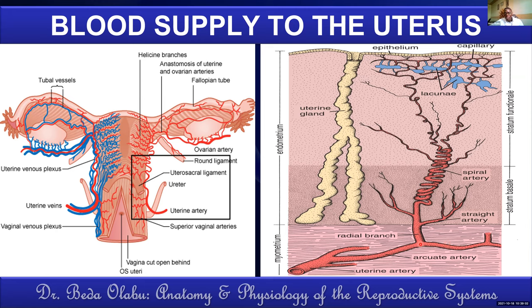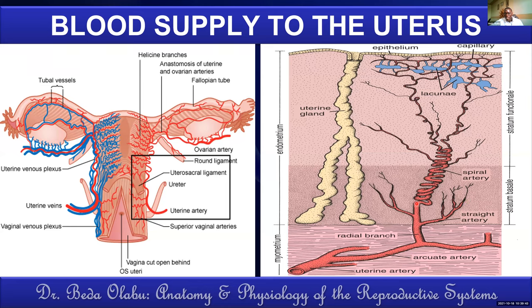From the arcuate artery, there are some branches which come out straight into the endometrium. We call them radial arteries because they're given a radial pattern. Radial means that there's a central point, then things come out from that particular center. So those are the radial arteries. Then the radial arteries give off some branches to the stratum basalis of the endometrium. We call those the straight arteries.